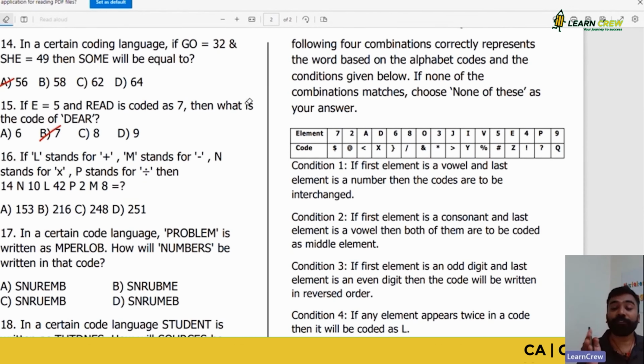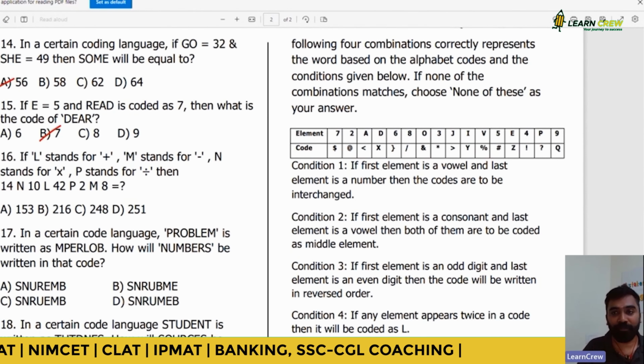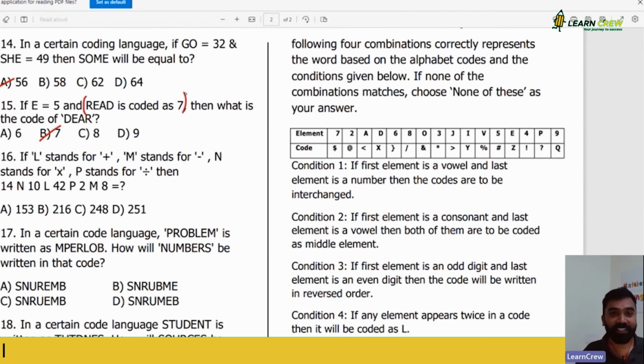If you go in alphabetical order, READ... So you are telling me that if I subtract everything, I'll get the answer. But they are telling READ is coded as 7. The question is given as READ is coded as 7. If the question says so, how can you change the question and say the question is wrong?